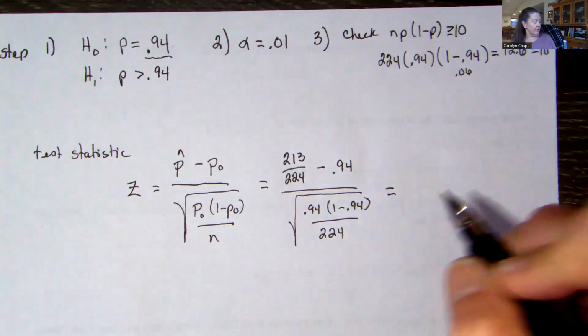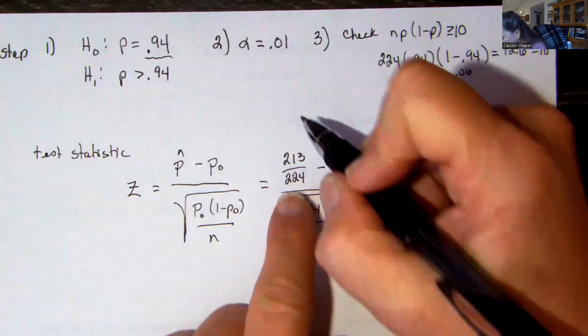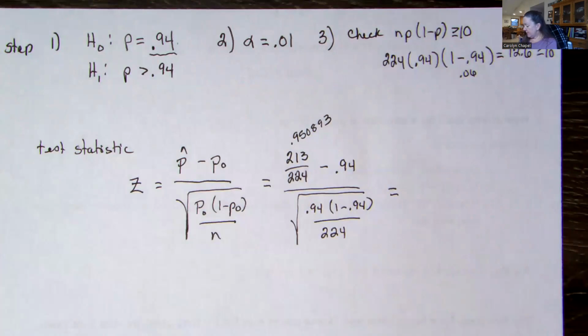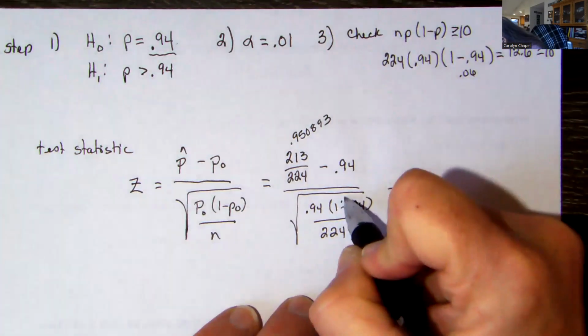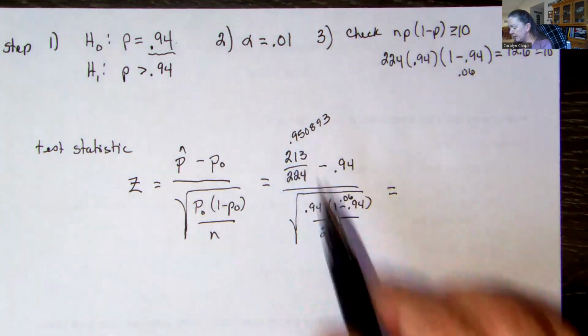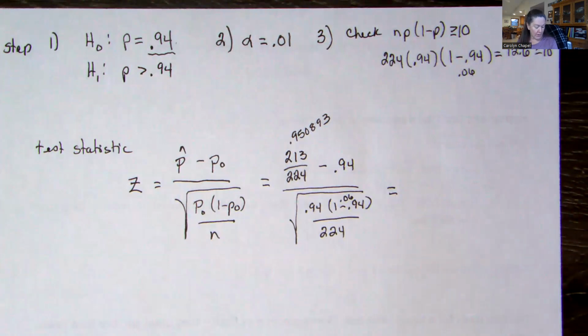Then we get our calculators. This number here is like 0.950893. I get this value here, 0.06. So I would subtract, I would probably get this value in my calculator, subtract that 0.94. So 213 divided by 224 minus my 0.94, get that value, divided by the square root of 0.94 times 0.06 divided by 224, close the parentheses, hit my equal button.